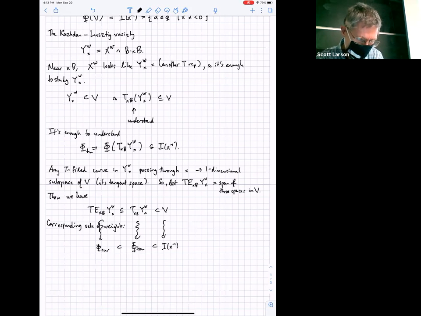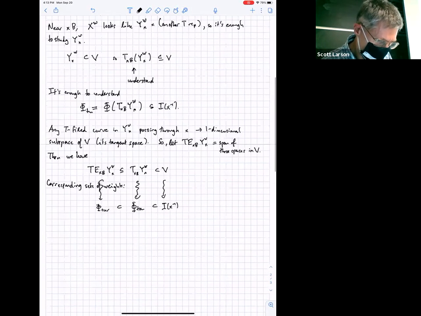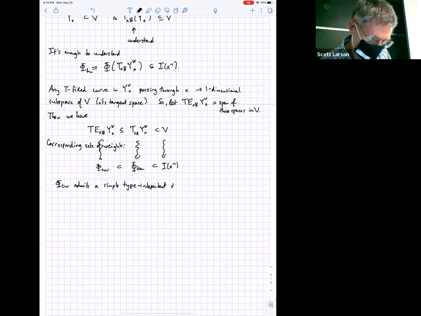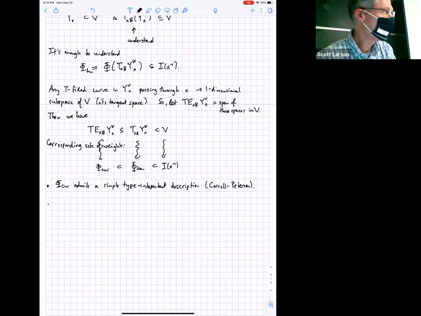And now the interesting thing is that phi cur admits a very simple type-independent description. And that's due to Carrell and Peterson. In type A, the sets phi cur and phi tangent coincide.